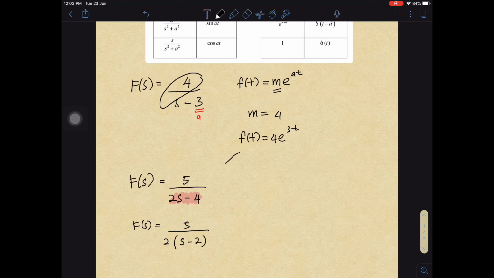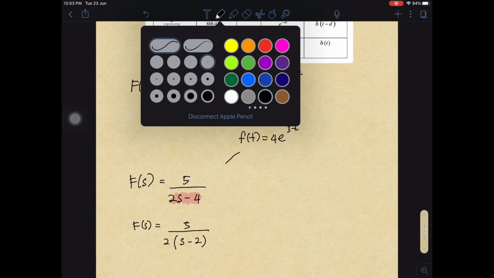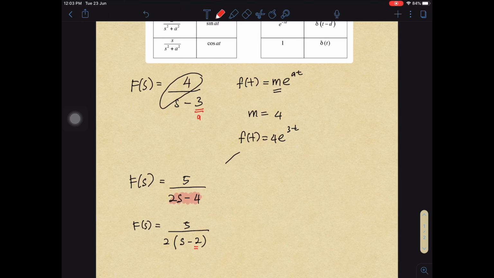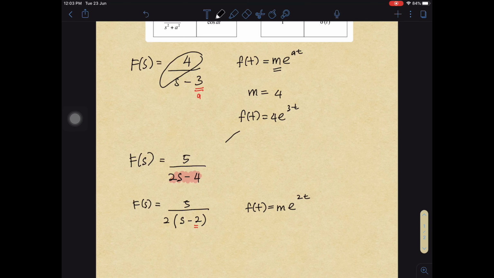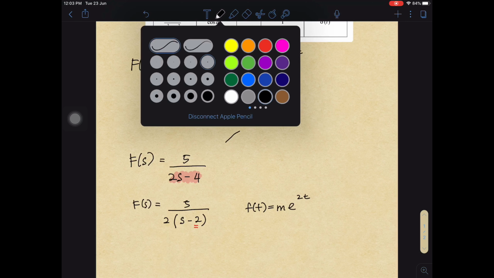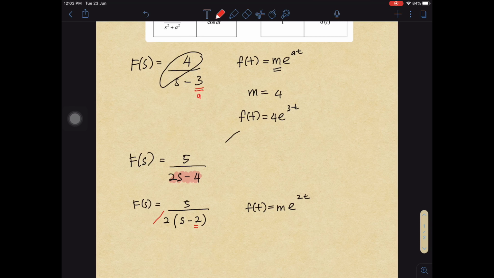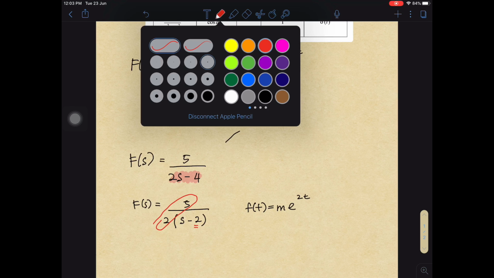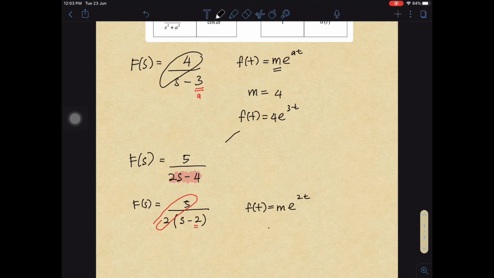Okay, so your a is equal to the one beside s, which is 2. So this one is your a. Therefore, you can write your function f(t) equal to m exponent at. So your a is 2. Now we want to find what is the value of m, and m is equal to all constant that you have in your F(s). So your constant here is not only 5, but you have 5 over 2 here. Okay, therefore your equation now becomes f(t) equal to 5 over 2 exponent 2t.